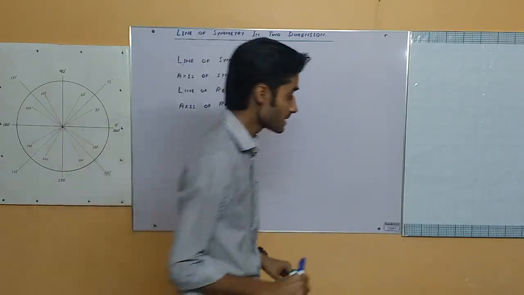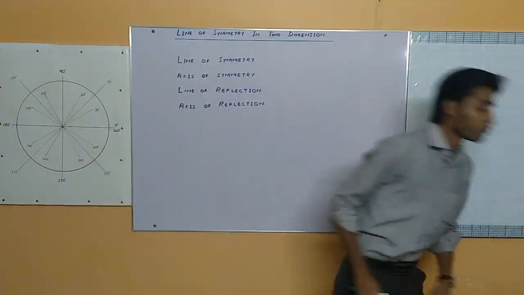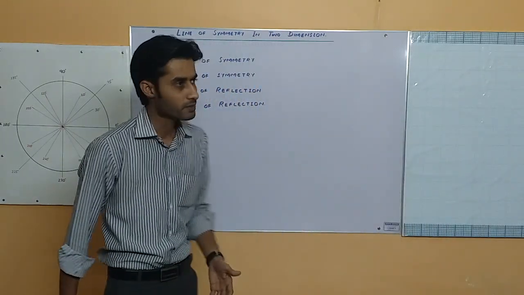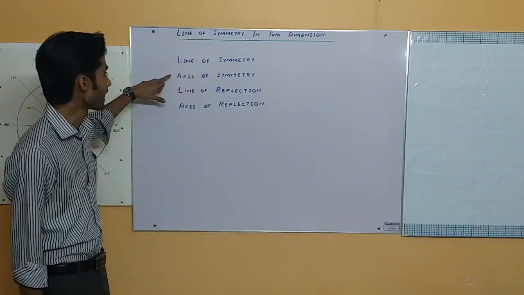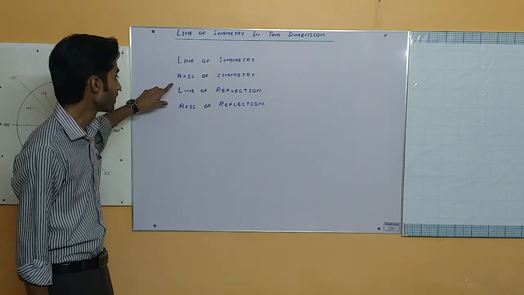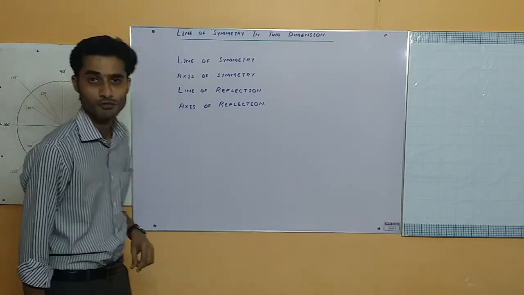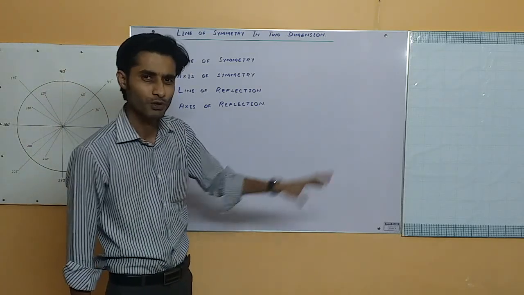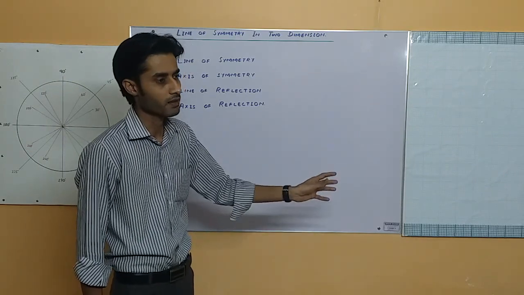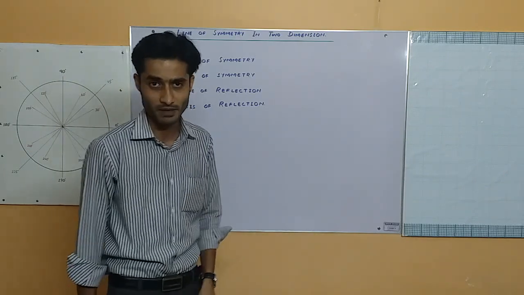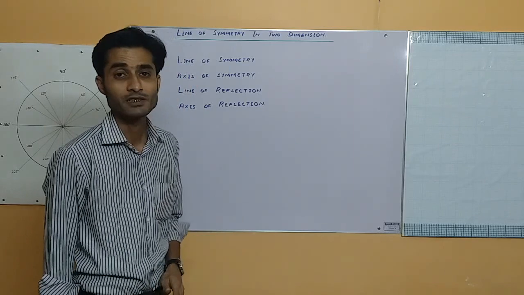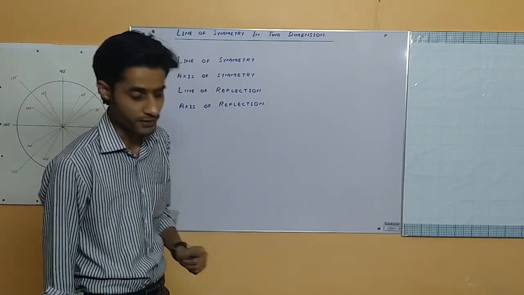First of all, let me tell you what line of symmetry means. Line of symmetry may also be termed as axis of symmetry, line of reflection, or axis of reflection. I'll tell you what all those things mean. They all are the different names of the same thing. Okay. What does axis of symmetry or a line of symmetry do?